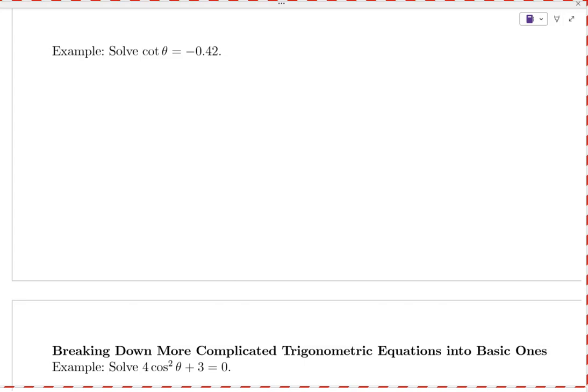So first thing I want to do is rewrite this so that it's in tangent instead of cotangent. To rewrite this as tangent of theta, what do I need to do to the right-hand side? Put over 1. Yeah, put it over 1. Good. Oops, it's a theta, not a 0. So make it 1 over 0.42, negative of that. And then do your inverse tangent.